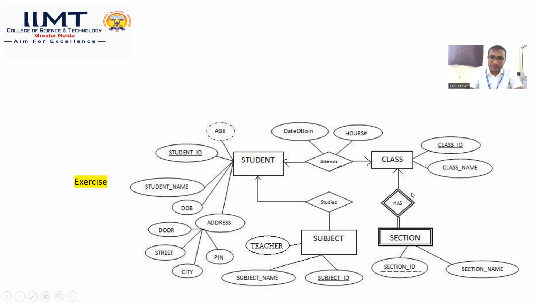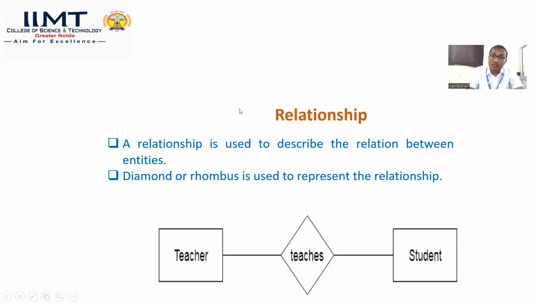This is the relationship between more than two entities. Section and class have a "has" relationship. Subject and student have a "study" relationship. Class and student have an "attends" relationship. So these are the relationships: how to create the relation between two entities or more than two. A relationship is used to describe the relation between entities. A diamond or rhombus is used to represent the relationship.